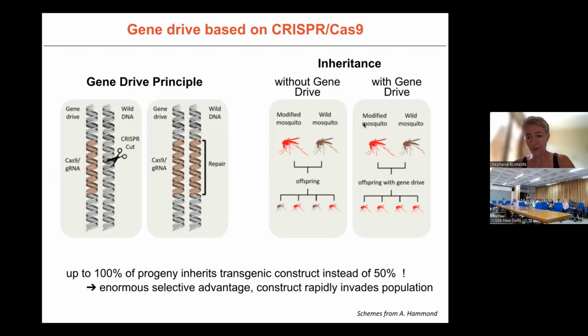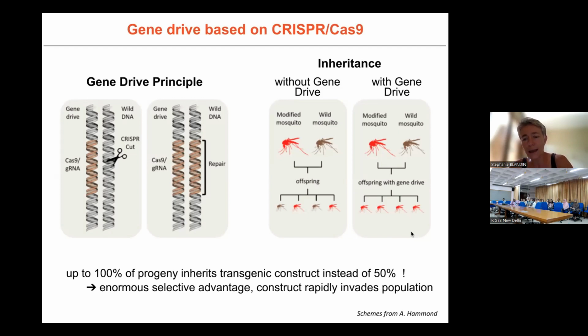Now, if instead I have a gene drive cassette, because the germline cells of my heterozygous mosquito become homozygously transformed, then 100% of the progeny will carry the transgene. Therefore it gives this gene drive cassette an enormous selective advantage, because instead of spreading at 50% as for a normal transgene, it will spread ideally at 100%, and therefore can very rapidly invade a target population. Okay, so that's the principle of gene drive.